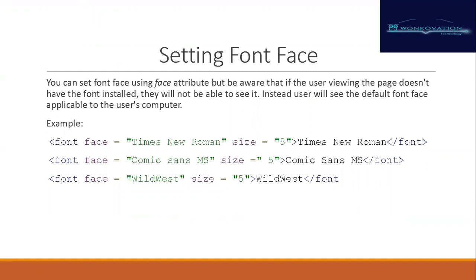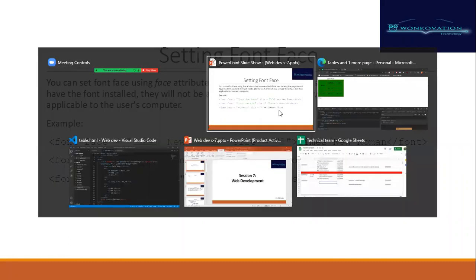Now moving on to setting the font face. You can set the font face using the font attribute, but be aware that if the page does not have the font installed, the user viewing it will not be able to see it, and instead the user will see a default font face applied by the user's computer. So how are you going to implement the font face? By using face equals to and whatever font you want to give. If there is no such font face available in the PC, then it will put a regular or default font over there.